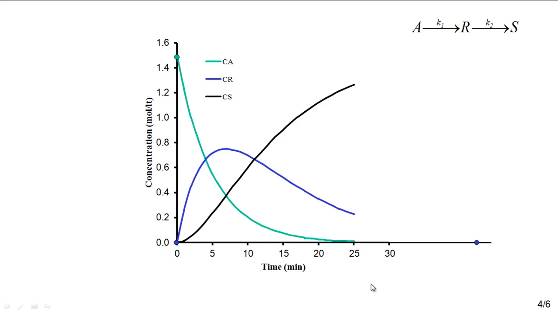Will it keep on increasing forever? No. Formation of S should stop when Cr becomes 0, as there will not be any reaction. In fact, when Cr becomes 0, Cs curve will become flat asymptotically. This is how we can qualitatively assess how composition varies in the batch reactor.